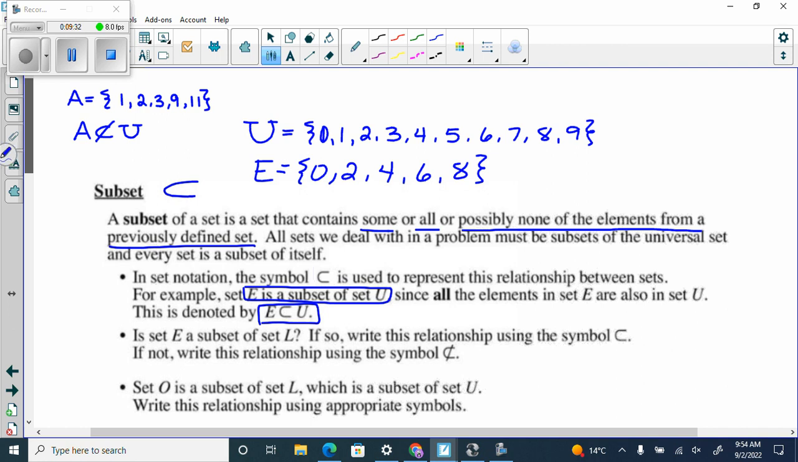Does that make sense? So the first letter, in order for it to be a subset of the second letter, everything in the first letter has to be in the second letter. Every single symbol, every single number, every single thing. Does that make sense? So let's look at the second bullet. Is set E a subset of set L? So how do we write that? Is E a subset of L? Well, let's write out. E is 0, 2, 4, 6, 8.